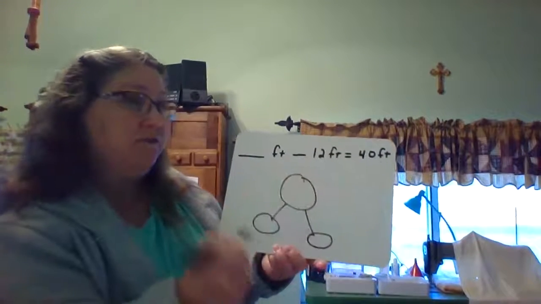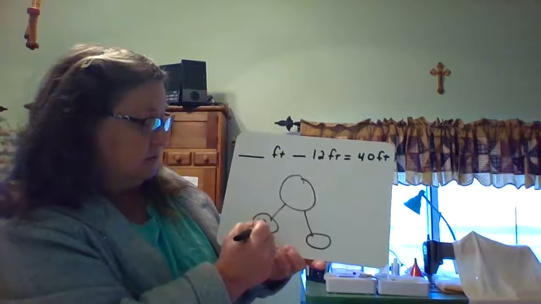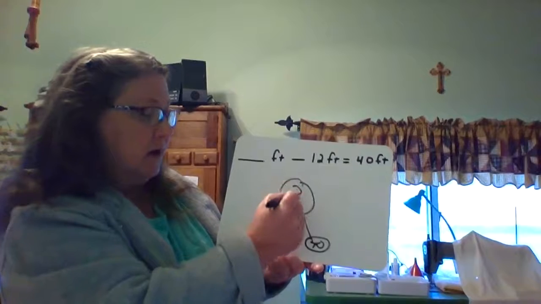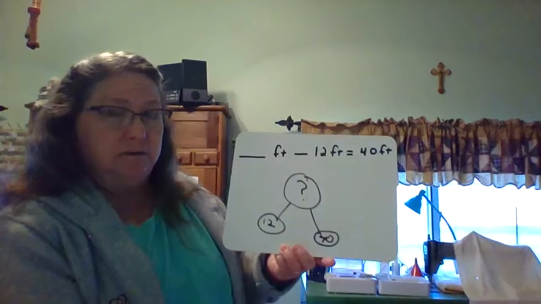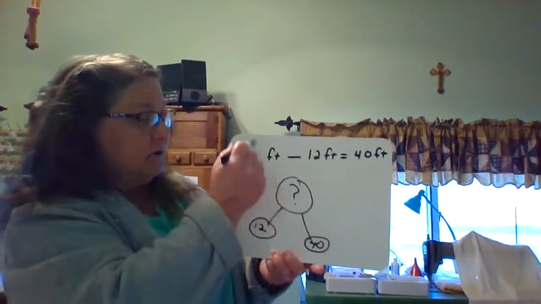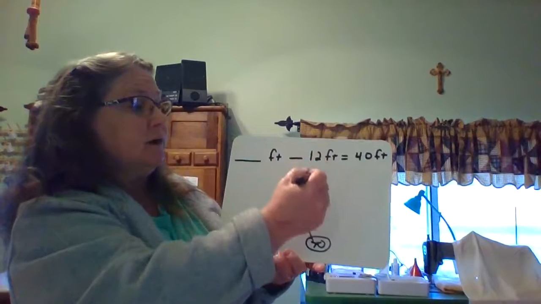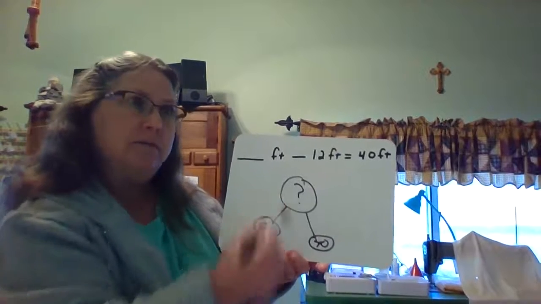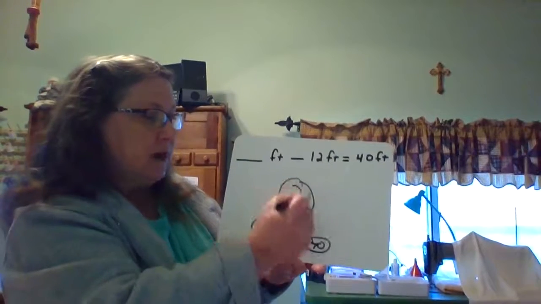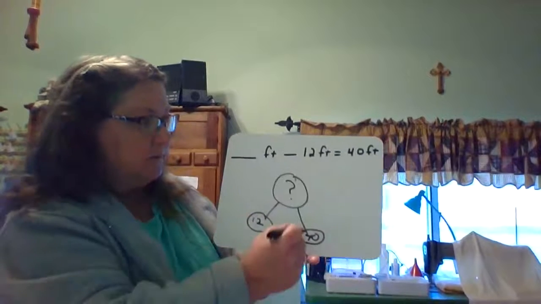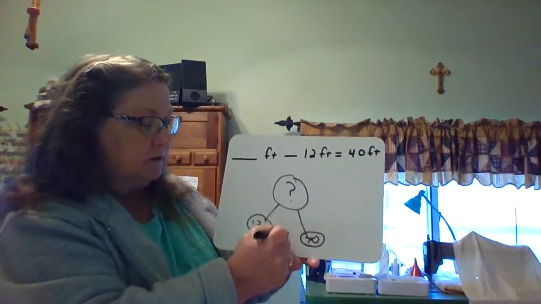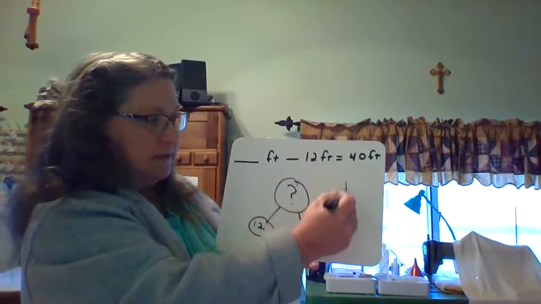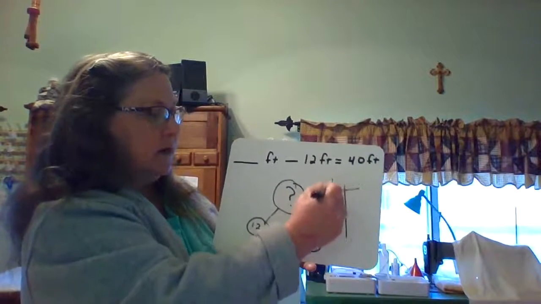So I have my 2 feet in this one. I have my 12 and I have my 40. I don't have my large number, do I? Because this number here has to be big enough to subtract 12 from to get that 40. So I don't have my big number. So up at the top is my question mark. Remember, these two added together will give me that big number. So I can make my T, just like I have been.